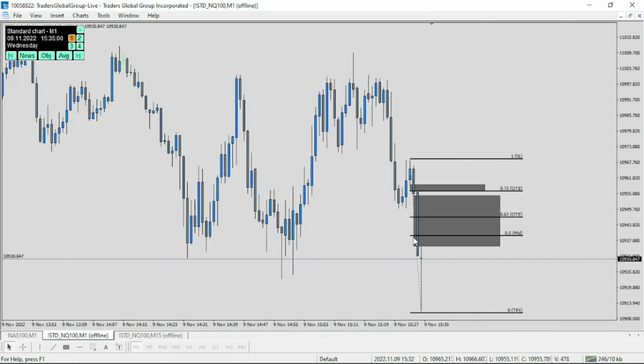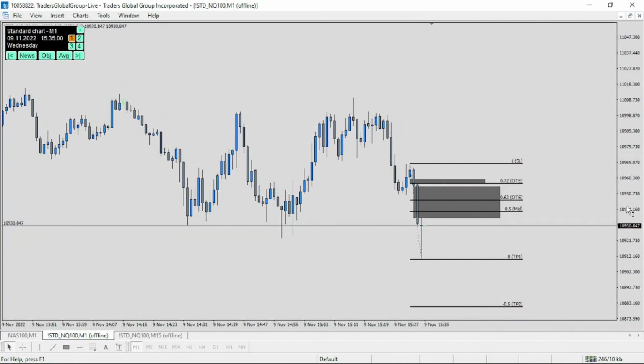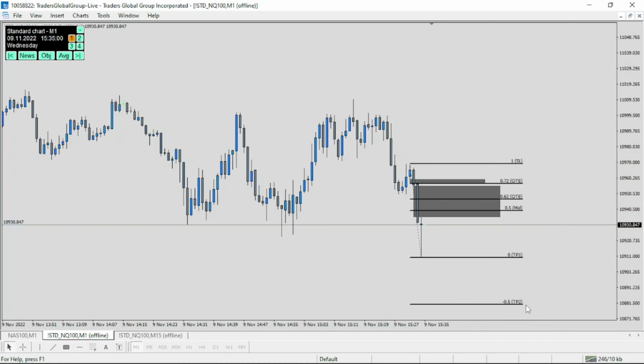So what do we do? We go to the best option, which I always say in my videos, which is the 0.5, or the 50% of the entire range. So that is where we are going to be placing our entry. We are going to be placing our stop loss at the 1 level of the Fibonacci. Then we are going to be taking our profits at the negative 0.5 level of the Fib. So let's place our trades.